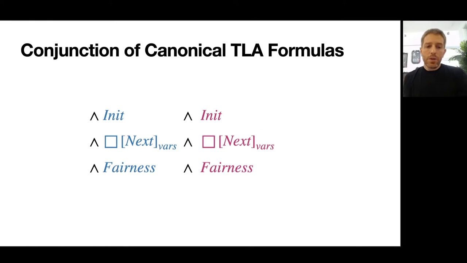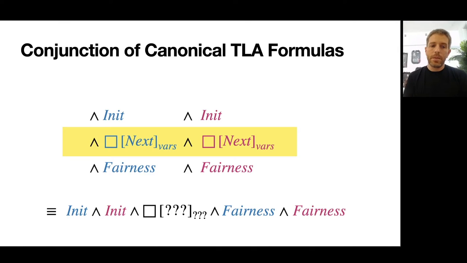First, we rewrite our formula like so. Then we see that most of it can be easily copied into a canonical formula: the initial state predicate and the fairness conditions. But the problem is the middle part containing the temporal operator and the action, because a canonical formula allows only one box action clause.